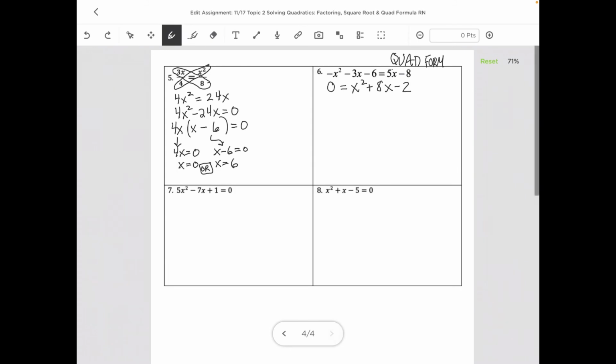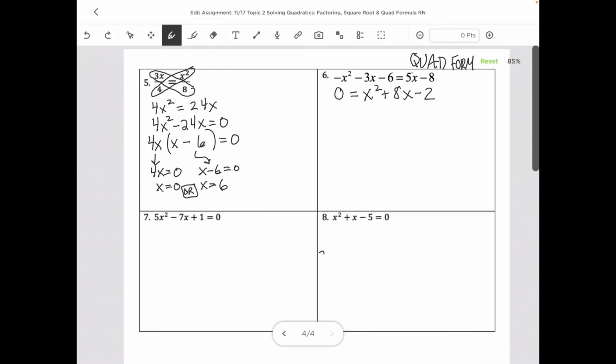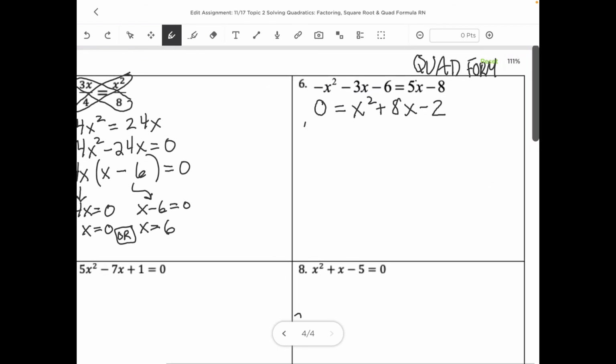So now let's go back and revisit number 6 and use our quadratic formula. So we're going to establish our A, our B, and our C. So A is 1, B is 8, C is negative 2. All right, we're going to dump that into the quadratic formula.